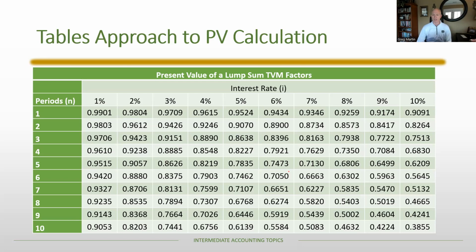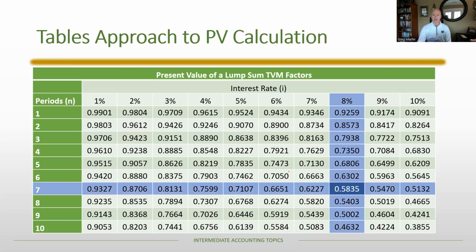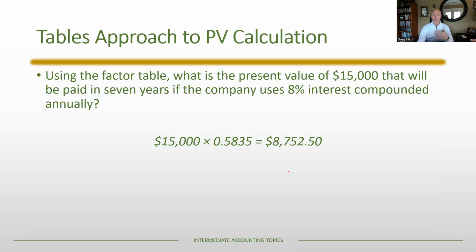So again, hopefully you paused there. And so looking at this, we know 8% is our I/Y, 7 years is our N, and the intersection of that is 0.5835. And so then we apply that to our basis, which is 15,000. And we get a present value of $8,752.50. So that is the present value of $15,000 that's going to be paid in 7 years if they use an 8% interest rate. All right, hopefully you get an idea of how to use that.